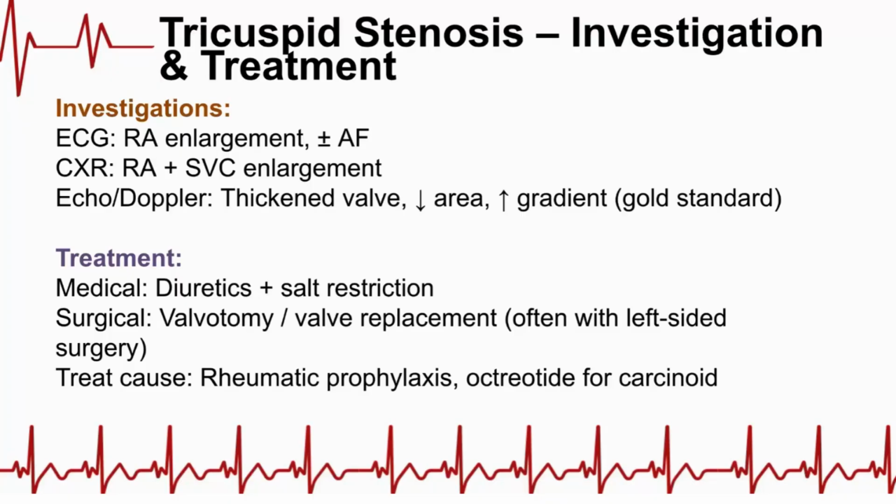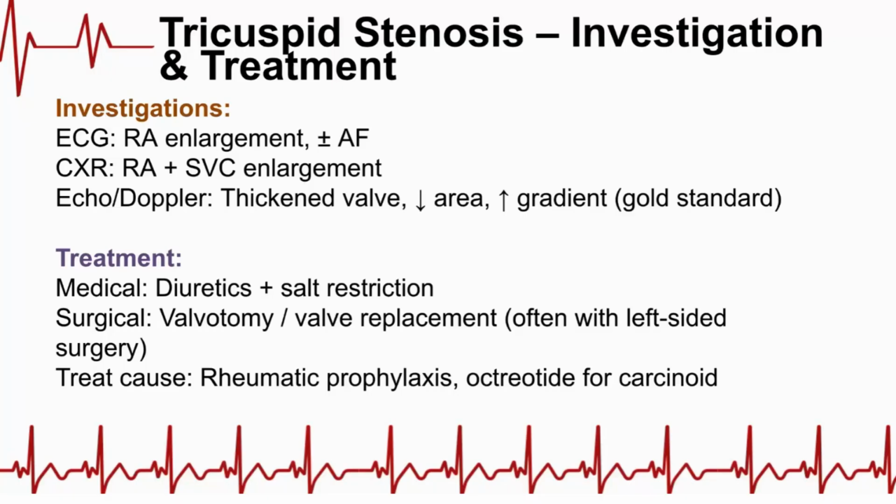Annulotomy is something that you do. If you remember from our previous class, I spoke about the cardiac skeleton. So you make a hole within the cardiac skeleton and then replace the valve. But it's not often that you do that, and you do that only if there's severe tricuspid stenosis. We try to treat the cause instead.